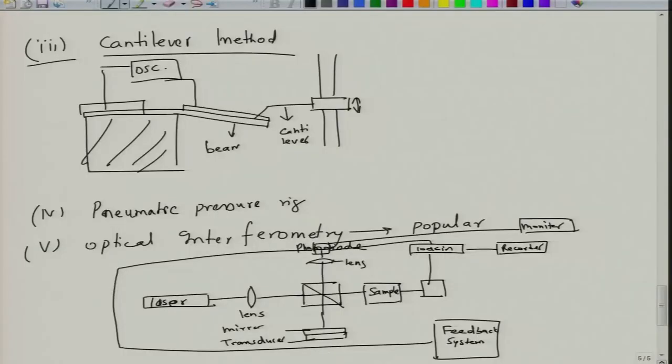So these are certain methods for making measurements of the direct type, and then we can have measurements related to surface acoustic waves or bulk acoustic waves.